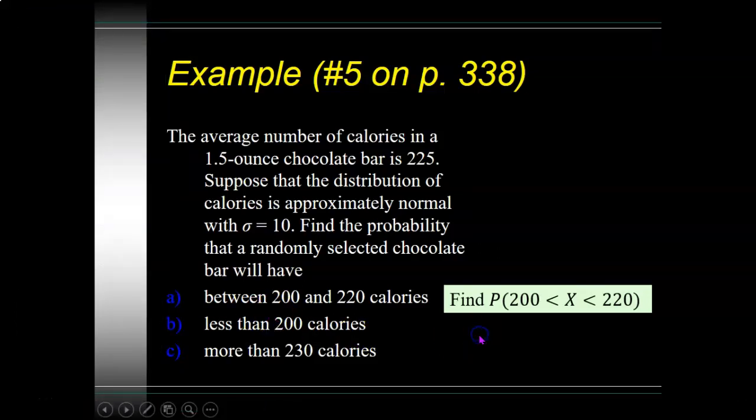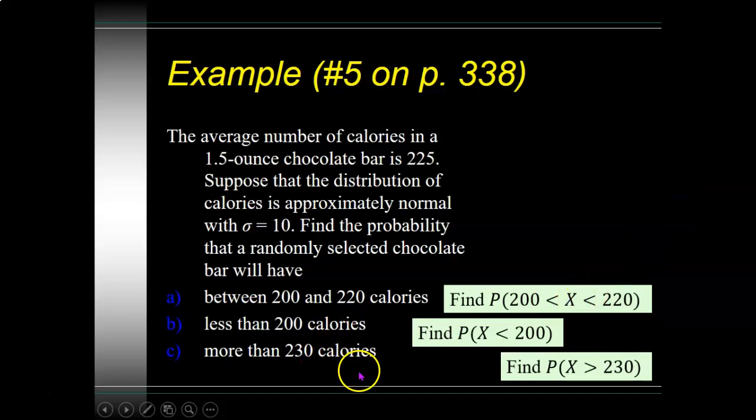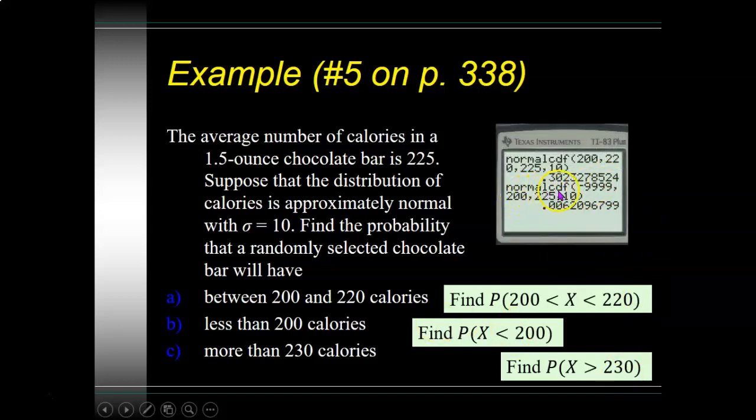For the second question, we need the probability of X being less than 200. And then the third would be the probability of X being more than 230. So when I do the second one, I put it in as normal CDF, and less than 200 is really from negative infinity to 200. So I would put that in as from like negative 9999 to 200, with a mean of 225 and a standard deviation of 10, and the answer comes out to be 0.0062.